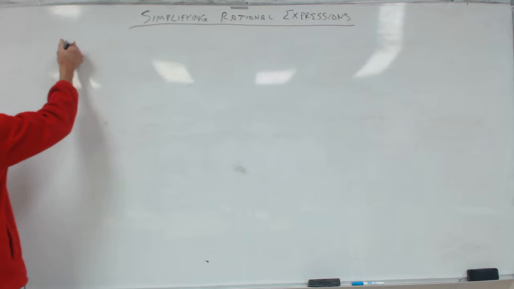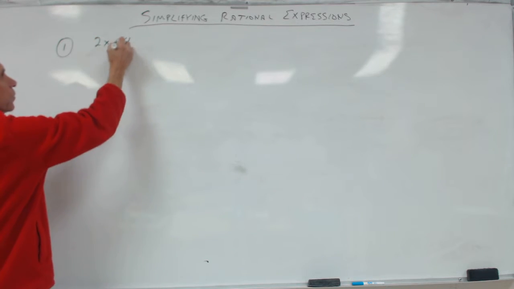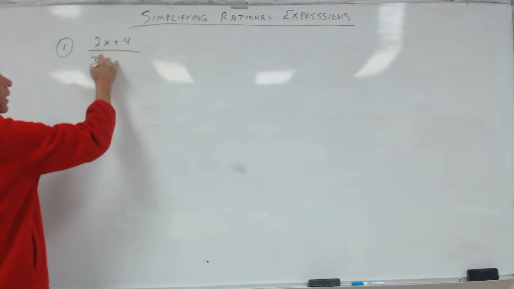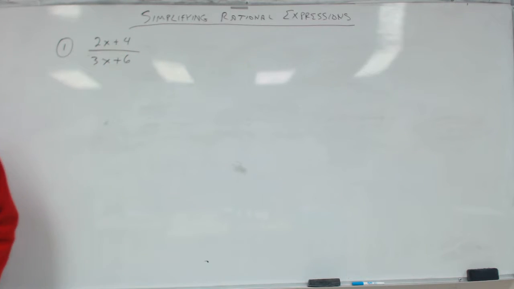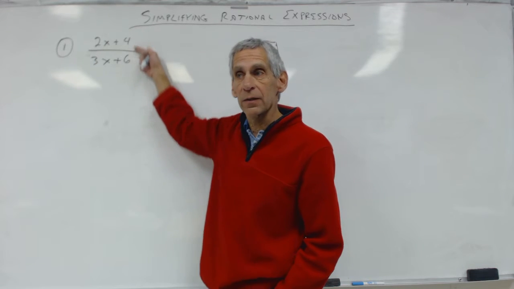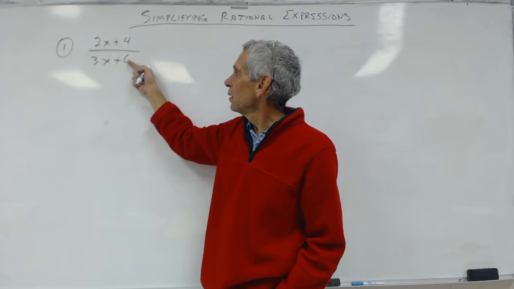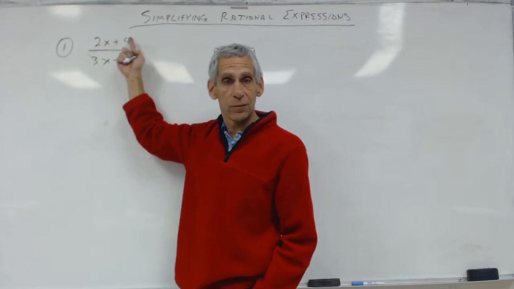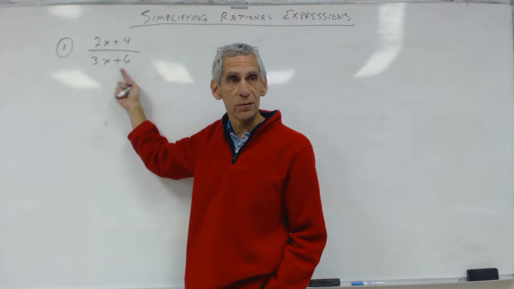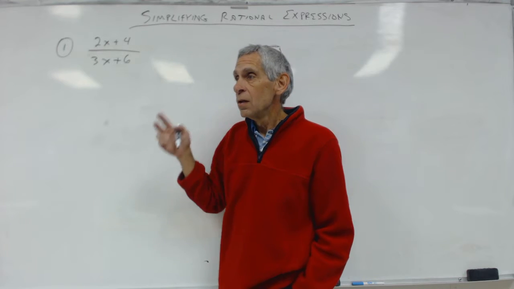All right, so here's our first example. How about 2x plus 4 over 3x plus 6? You put the factors together. So the question is, can I factor the 2 out of the 4 and the 6? No, I can't. Why? Because it's not 4 and 6, it's 2x plus 4, and 3x plus 6, right? They belong to each other.